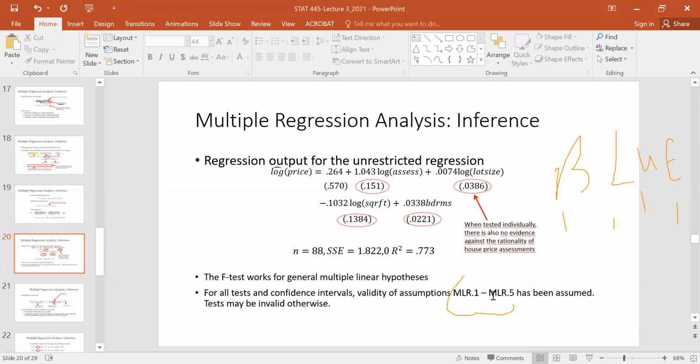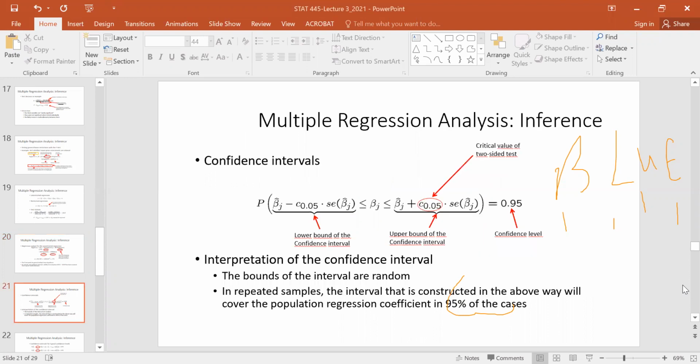So we assume homoscedasticity, zero conditional mean, errors having zero mean, errors are normally distributed, and no perfect collinearity. All those assumptions are needed to make our test valid. We are using a t-test, which relies on the normal distribution. So those assumptions cannot be taken for granted.